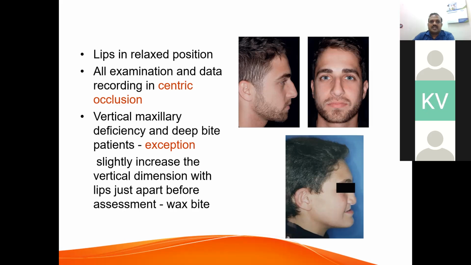There are two exceptions to this. Whenever the patient has a vertical maxillary deficiency, they tend to overclose the mouth, and the patient having a deep bite. So these are the two groups. We need not be in centric occlusion when taking a photograph or examination of the patient. So in those groups of vertical maxillary deficiency and deep bite patients, we have to slightly increase the bite, or get the patient to centric relation and examine the patient to get the realistic deficiency values.